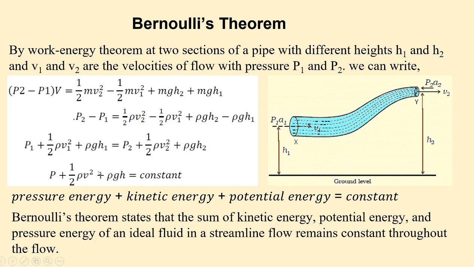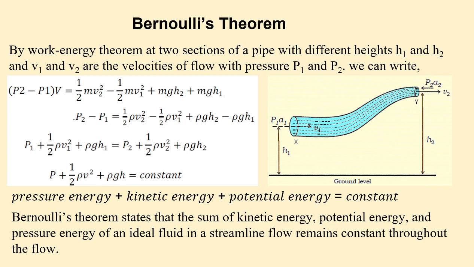So we have the remaining terms, the pressure and the kinetic energies, that is P plus half rho V square equal to constant. Okay, so that means the sum of the pressure energy and kinetic energy equal to constant. So in that case, P plus half rho v square equal to a constant.